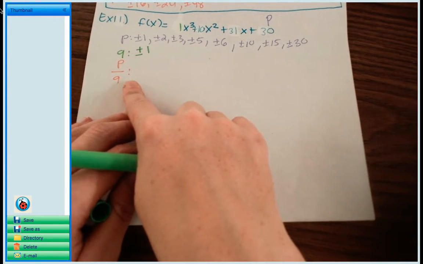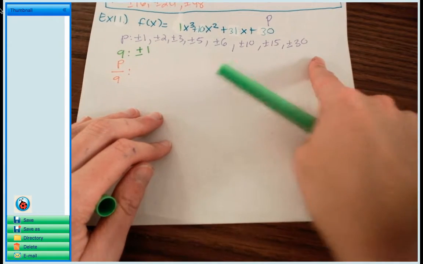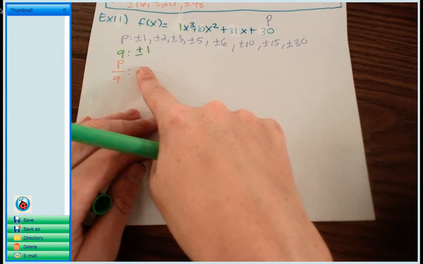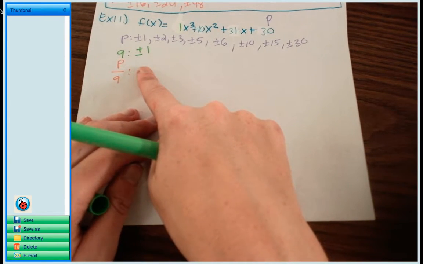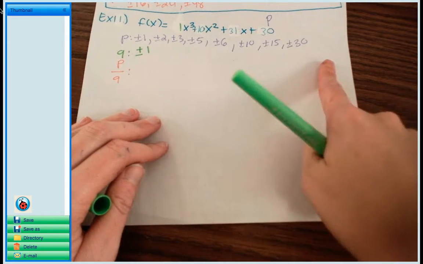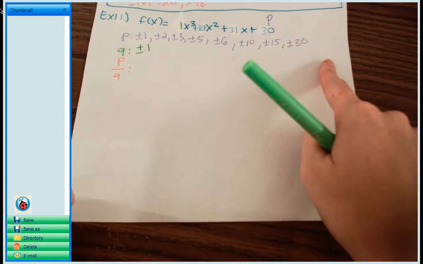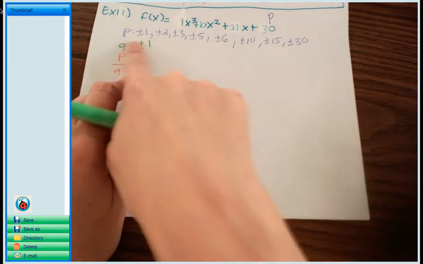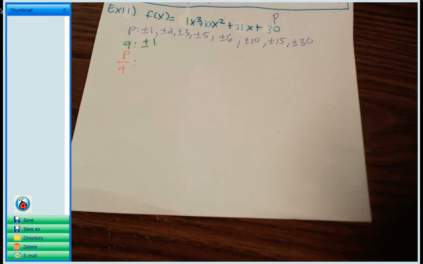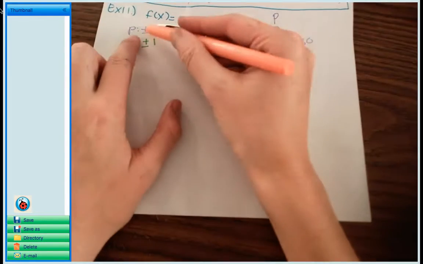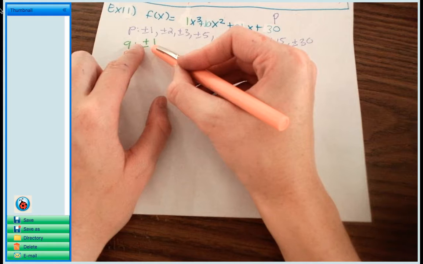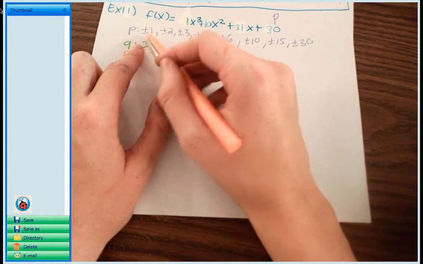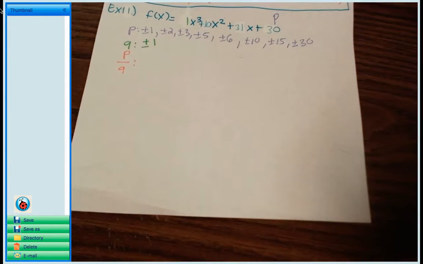Alright, and then to get the P over Q's, you take all the P's and divide them by my Q, which I only have one thing to divide them by, and I'm dividing them all by 1. So if I divide all these numbers by 1, anything divided by 1 is going to be itself. So basically, you guys, the P over Q is going to end up just being the list of my P's. Okay, because 1 divided by 1 is 1, 2 divided by 1 is 2, 3 divided by 1 is 3, 5 divided by 1 is 5. So if you see, we're getting the list of P values when we do this.